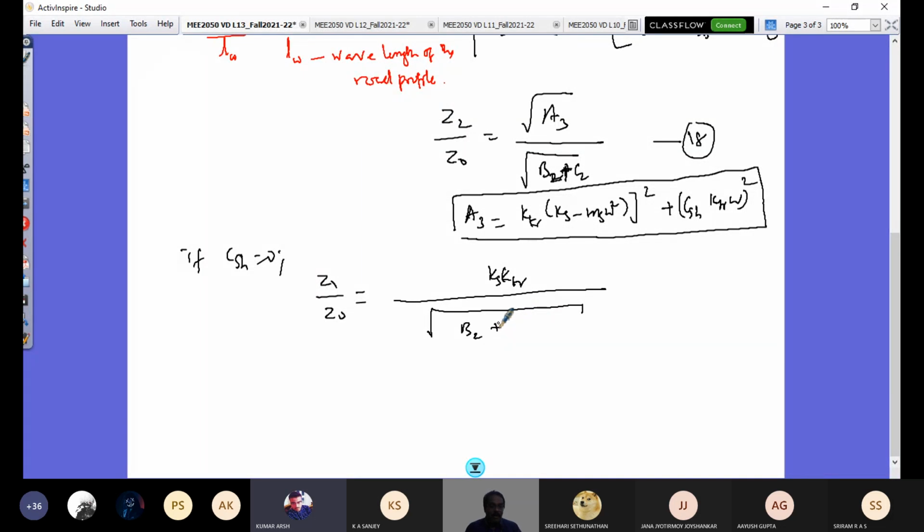Just a minute, A3. No, this is all whole. Is that clear now? This is for including KTR: KTR into Ks minus Ms omega square, whole square. So it is KTR square into this square.